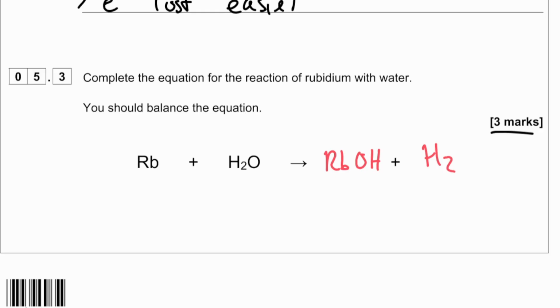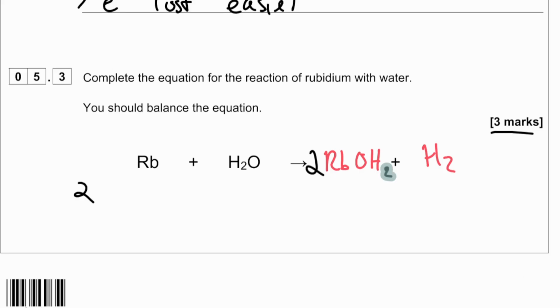So the first thing we're going to try to balance is the hydrogens. So you see on the right hand side, you've got 3 hydrogens. You've got 2 from here and 1 from there. And on the left hand side, you've got 2 hydrogens. So here you've got 3, here you've got 2. So to balance these, essentially what you can do is you can put a 2 in front of your rubidium hydroxide. Remember, you can only put numbers in front. You can't put a number like here.